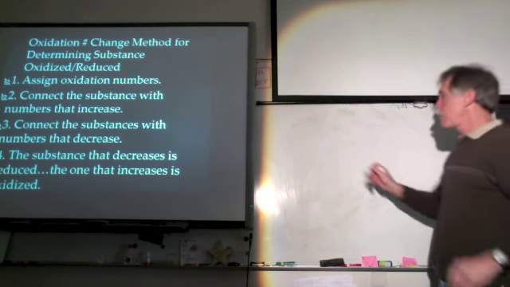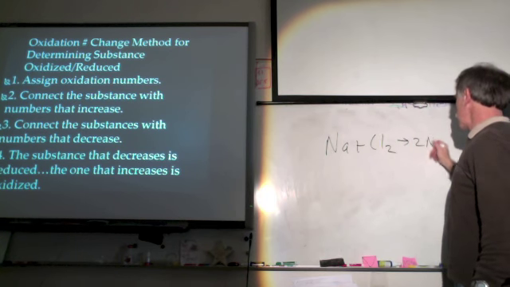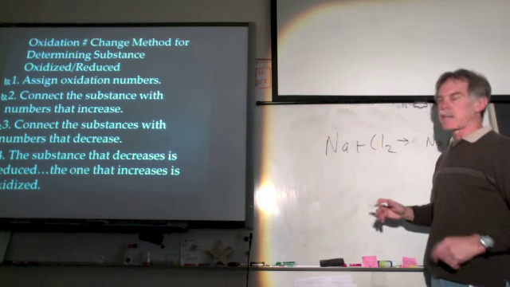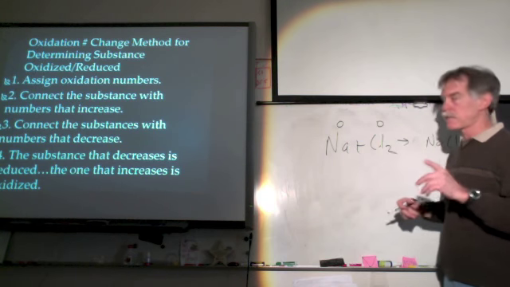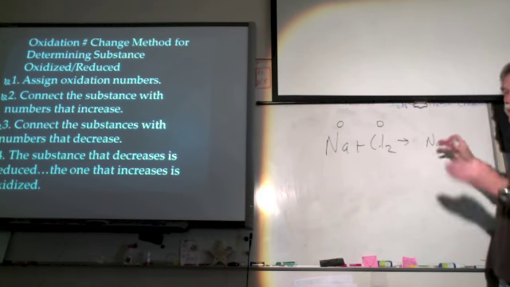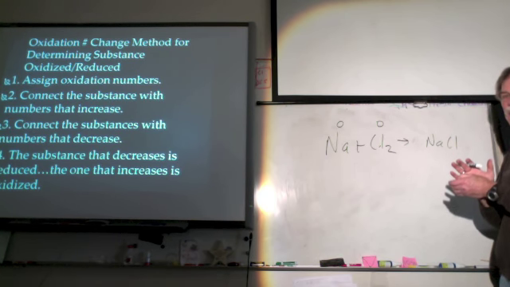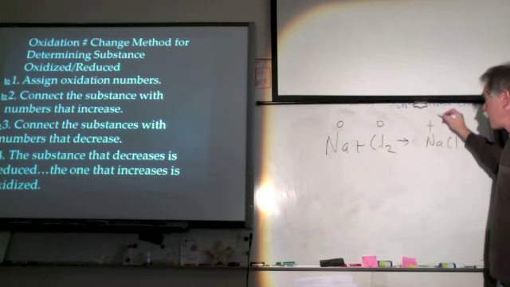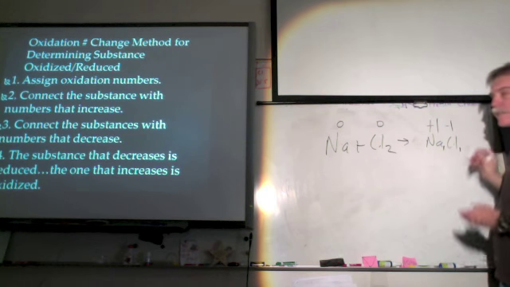So, first step, assign oxidation numbers. Na plus Cl2 yields 2 NaCl. We're not going to balance it yet. We're going to wait. So, we assign oxidation numbers. Element by itself, 0. Element by itself, even though it's diatomic, 0. Na and Cl, now it is an ion because it has formed an ionic compound. So Na is in group 1, +1. Cl, well, if you've got +1 and all this has to add up to 0, -1 makes it add up to 0.